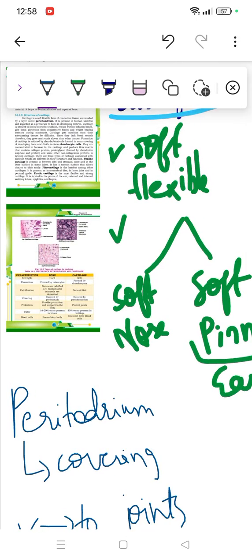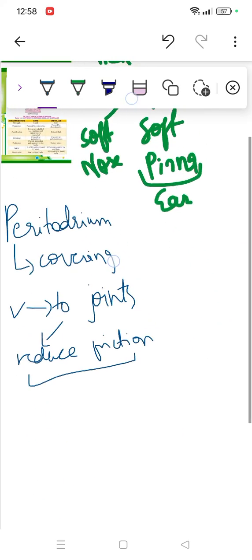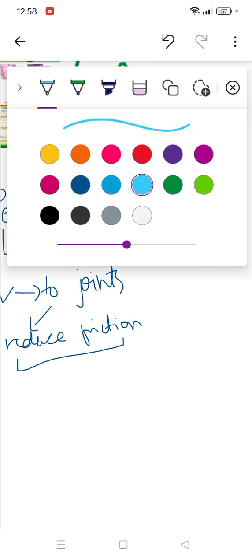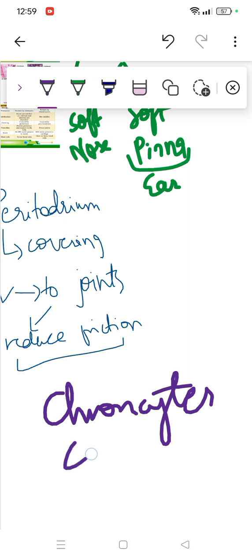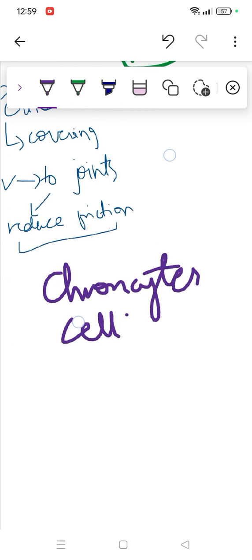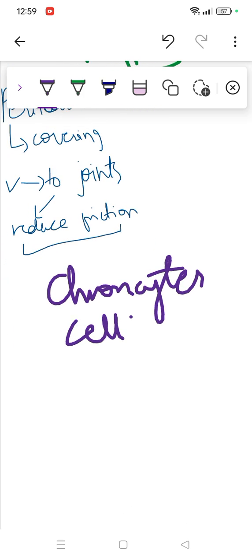Then cartilage is developed from bone, and it is derived from chondrocyte cells. Basically, it is made from chondrocyte cells, right? Then we'll read it all so that you get it nicely.